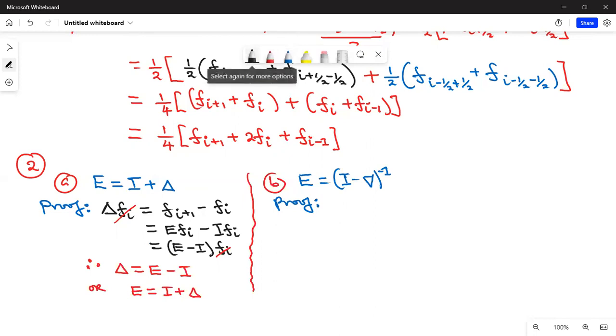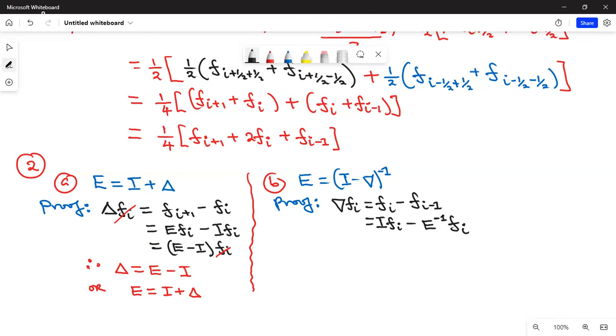Again, we know our definition of the backward difference operator. Backward difference of fi is fi minus fi minus 1. And so how do you write this? This is the same as the identity operating on fi, because it will not change that value, minus the shift to the power of -1. Remember, in this case now k is -1 operating on fi.